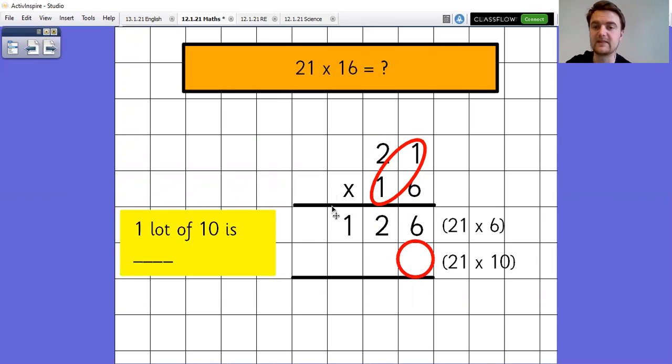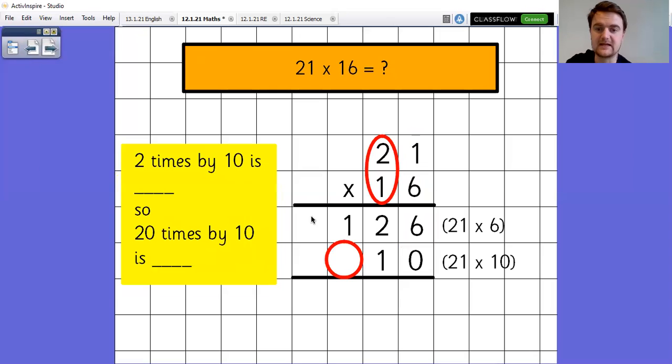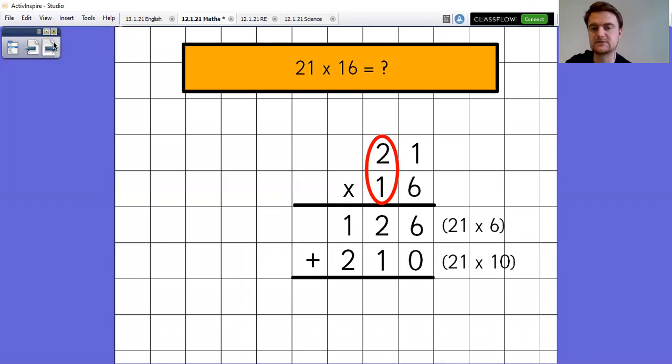Now I'm going to multiply by the tens column of the second row. One lot of 10 is 10. I need to remember to put that 0 in to say 10, because this is a tens column. I'm not just doing 1 times 1. Now 20 lots of 10 is 200. So I've got my hundreds column in here, so a 2 goes in there, so it's 210.